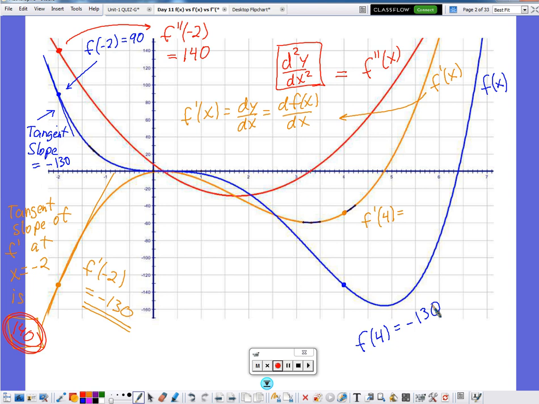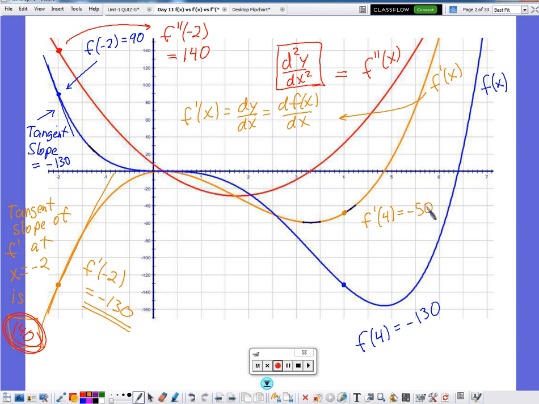F of 4, somebody. Oh, sorry, f prime of 4. F prime of 4. Let's go here. Wait. Negative... Oh, wait a minute. Look a little bit closer. Oh, sorry, negative 50. No worries. The numbers are very small, and I can't figure out any way to make them bigger. So anyway, negative 50, right?